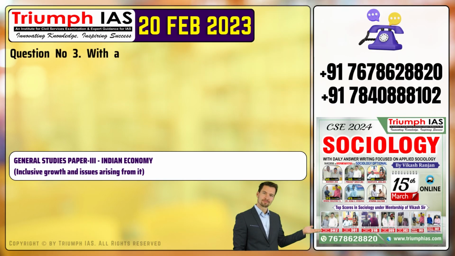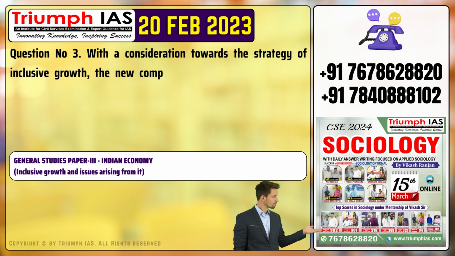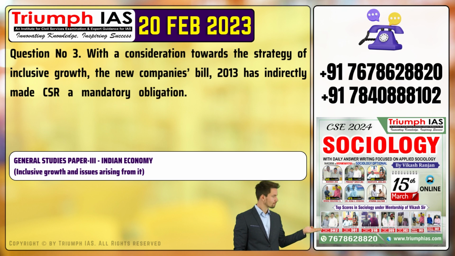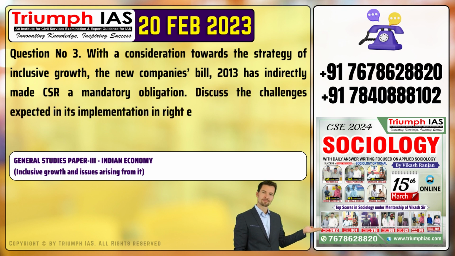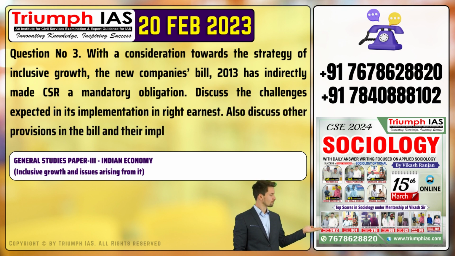Question number 3. With a consideration towards the strategy of inclusive growth, the New Companies Bill, 2013 has indirectly made CSR a mandatory obligation. Discuss the challenges expected in its implementation in right earnest. Also discuss other provisions in the bill and their implications.